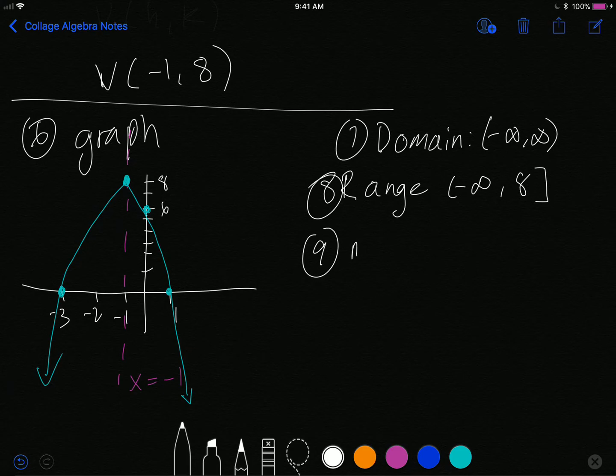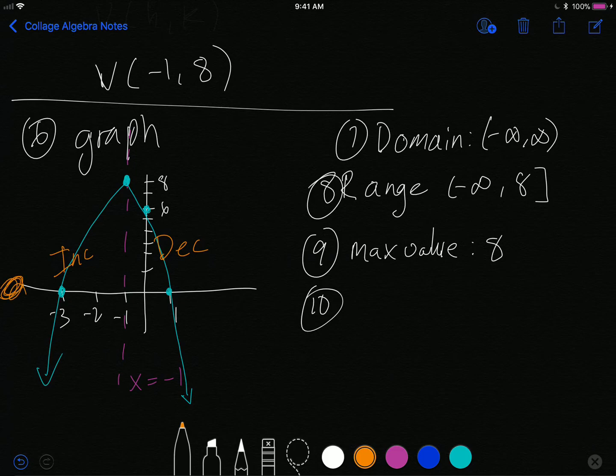This graph has a max value. It opens downward, so we know it's a max value of 8. Again, that comes from the vertex. And again, the increasing and decreasing, the axis of symmetry splits the graph into 2 sides. But now, because the graph is upside down, the sides have been reversed. This is the increasing side. And over here is the decreasing side.